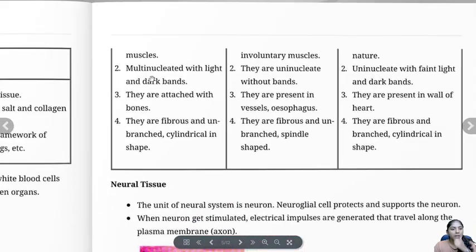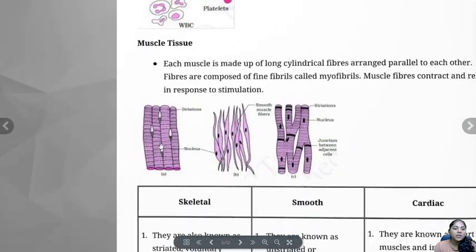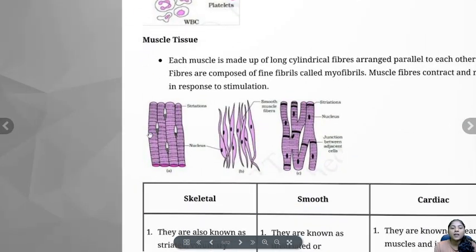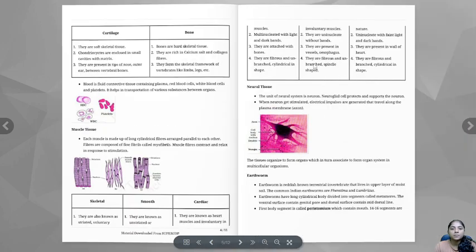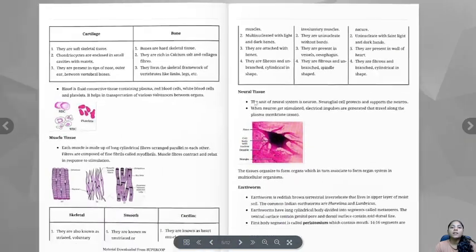Then the skeletal tissue is multinucleated with light and dark bands, that is the striations. They are attached with bones. Then they are fibrous and unbranched, cylindrical in shape. So as we can see here, these skeletal tissue are striated, they are unbranched and they are also arranged parallel to each other.